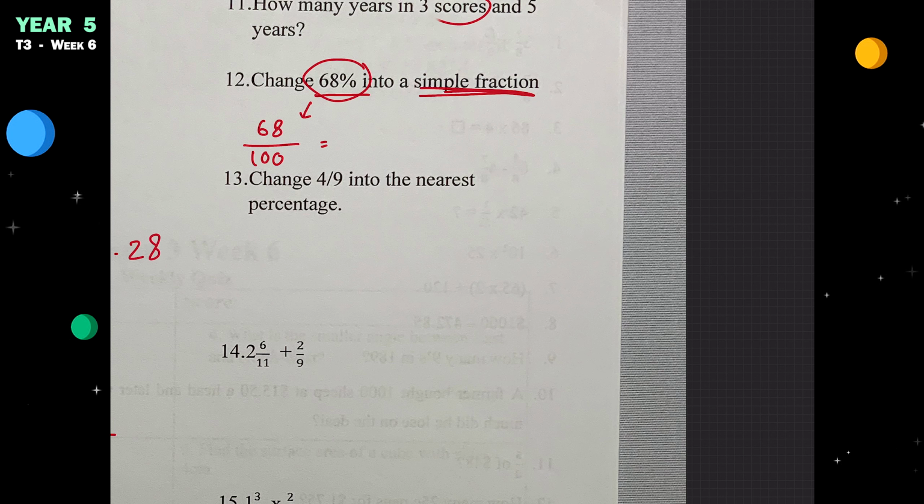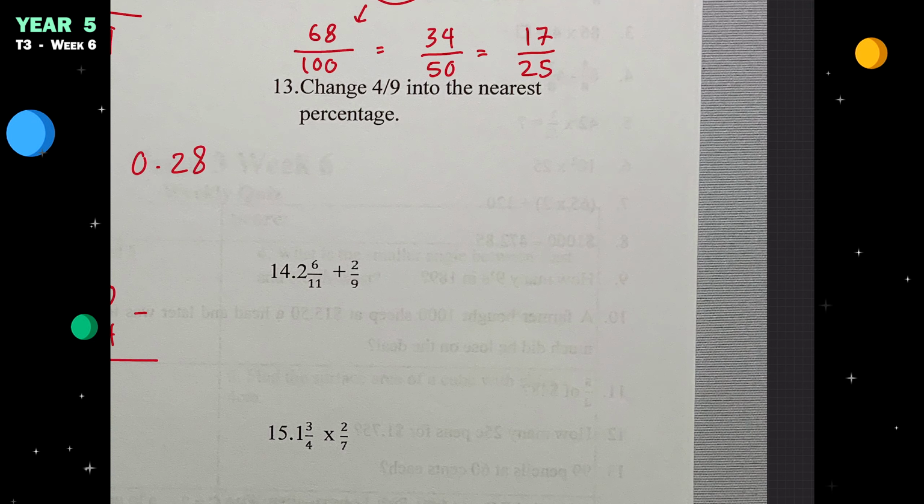All right. Anyway, divide by 2, you get 34 over 50. But then, hey, I can divide that by 2 again. So let's keep dividing it by 2 until we get the smallest number. Divided by 2, you get 17 over 25, and there's your answer. You can't go any further. 17 is a prime number, so you can't divide it by anything besides 17 and 1.